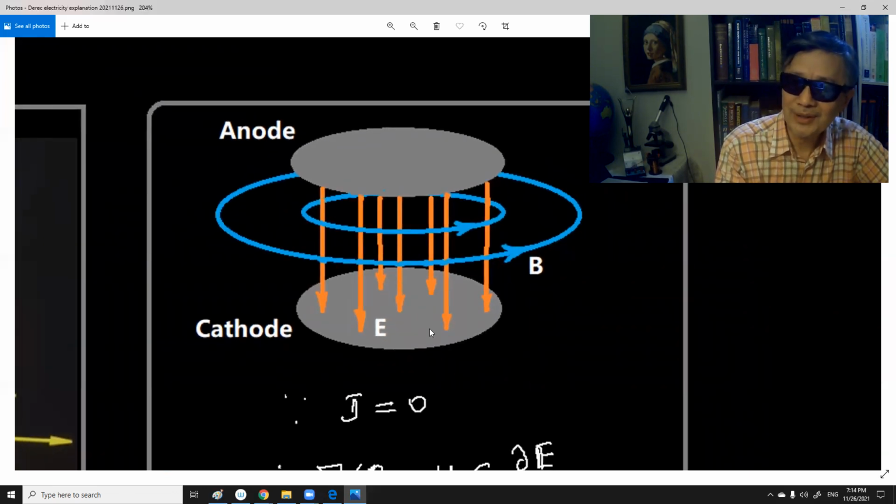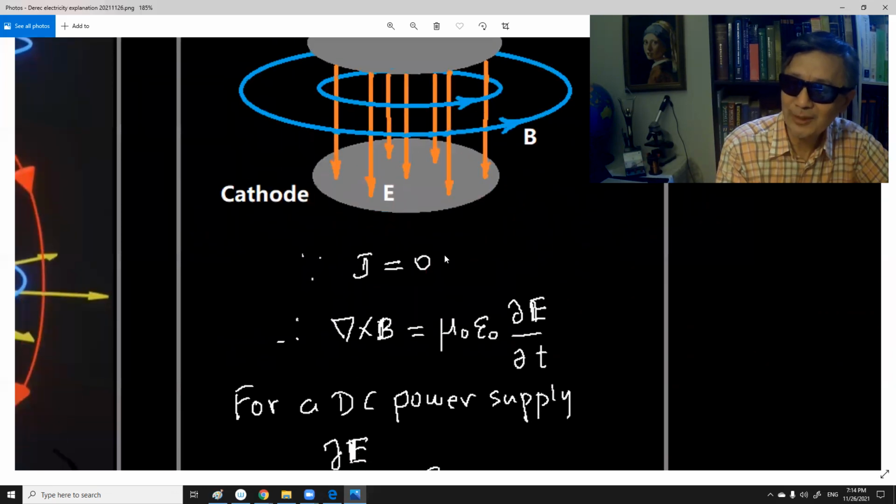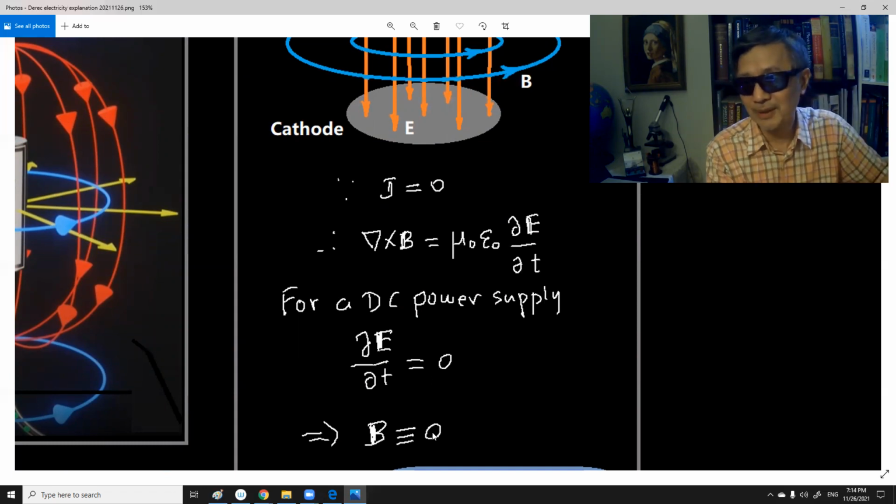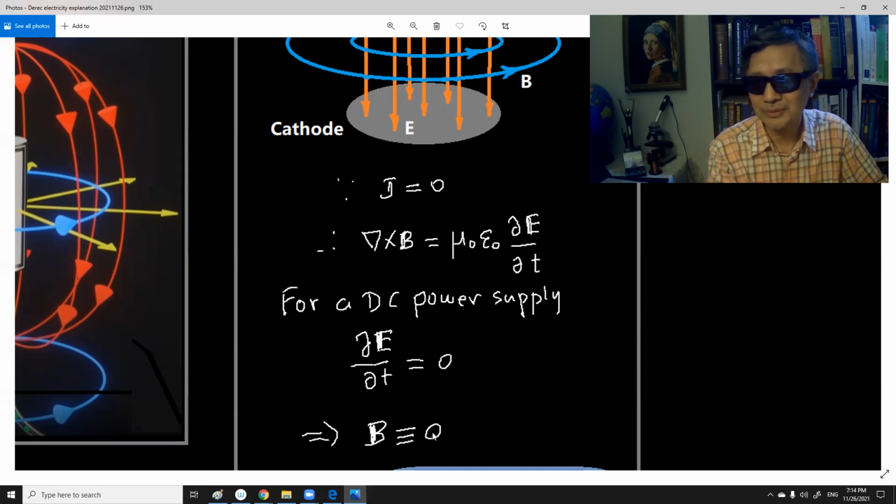So therefore, according to Maxwell's equations, the current density, the current vector, is zero, and also the electrical field is time independent. The magnetic field around it must be zero too. So this is my first response.